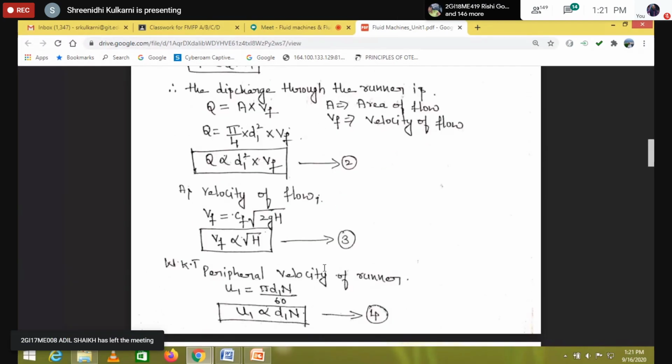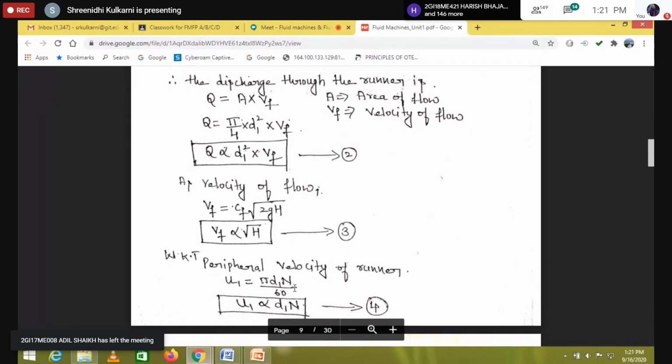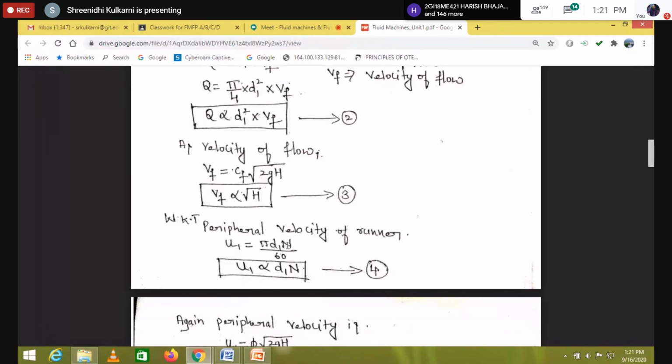Next, we know the peripheral velocity. I don't know whether you used this equation. So U is equal to pi DN divided by 60. We can call this the peripheral velocity of the runner, or the blade speed of the runner. In the next, whatever is in Euler's turbine equation, U1 and U2 are very important. So the peripheral velocity of the runner, we know U is equal to pi D1 N by 60. Again, the diameter is varying, and the speed of the turbine is also varying. So that's why we can write U1 is directly proportional to D and N.